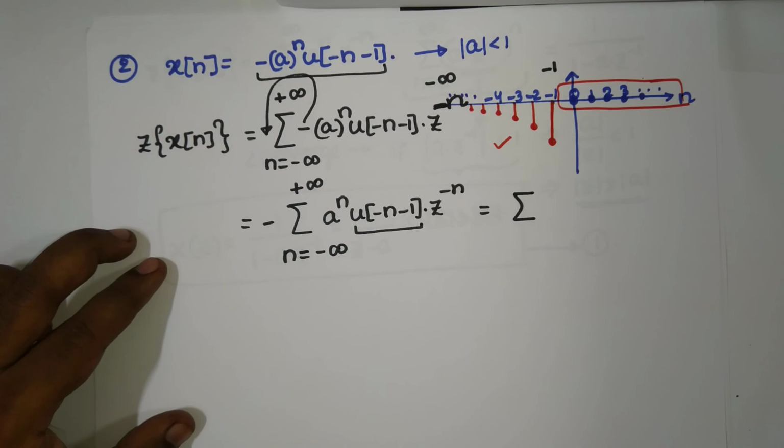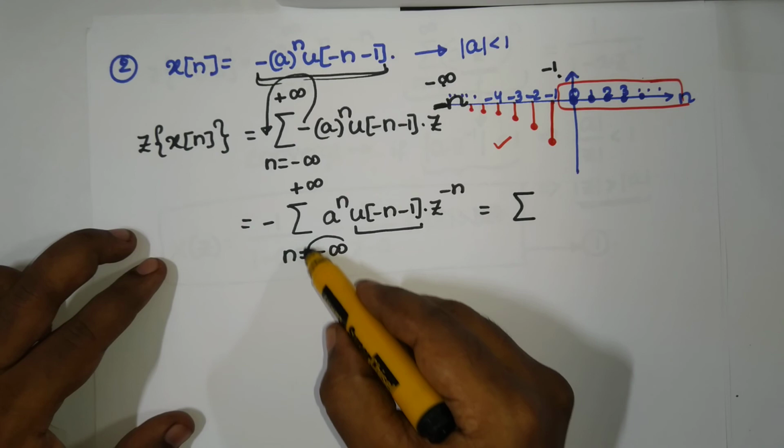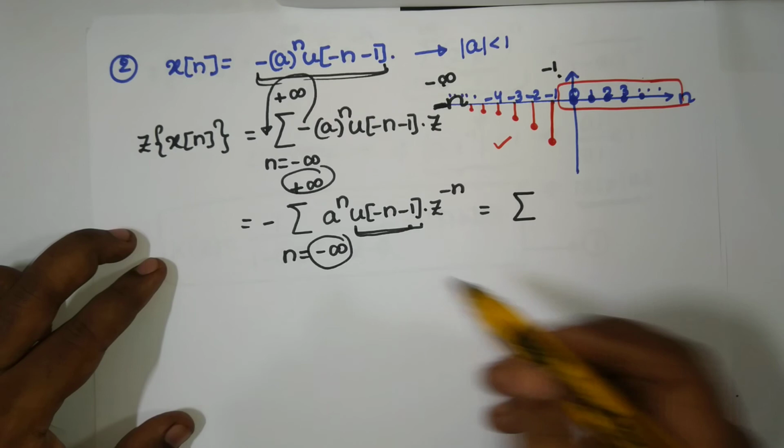This sequence has life from minus infinity to minus 1. So happily we can change the limits, minus infinity to plus infinity. This fellow will sacrifice for the limits, as we know that fact very well. So therefore we have this negative sign.